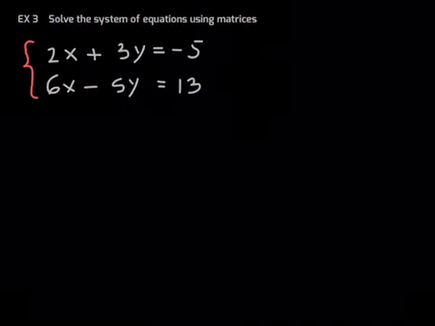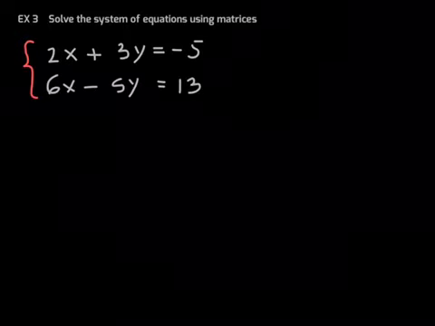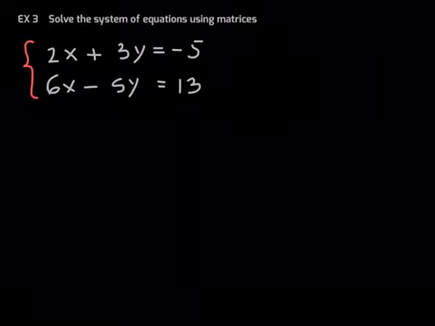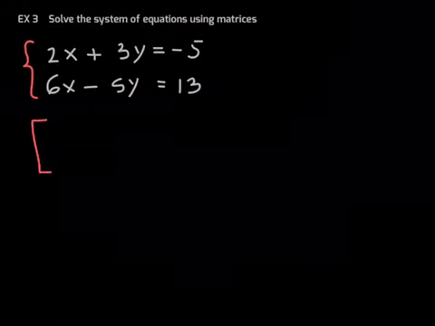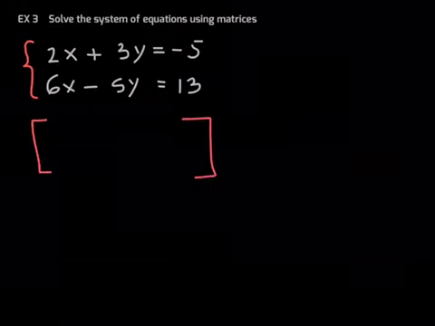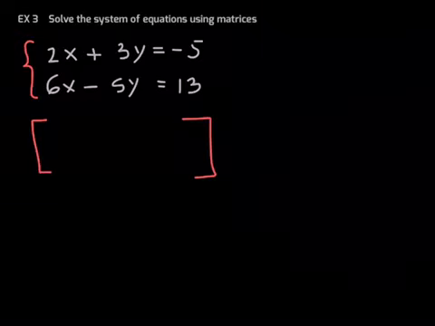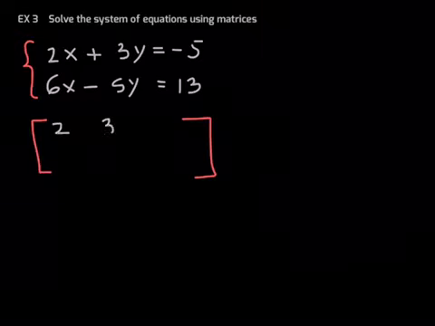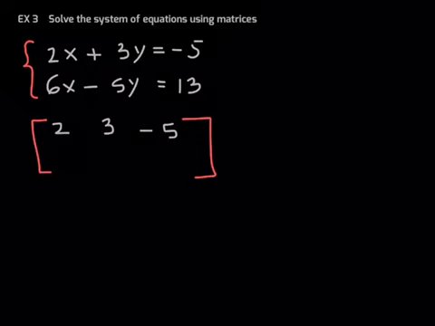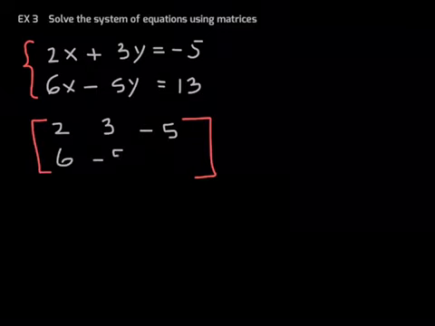Okay guys, the next example: solve this system using matrices. I'm going to first rewrite this using a matrix, right? The first row of entries will be the coefficients of the first equation. The second row will be the coefficients of the second equation.